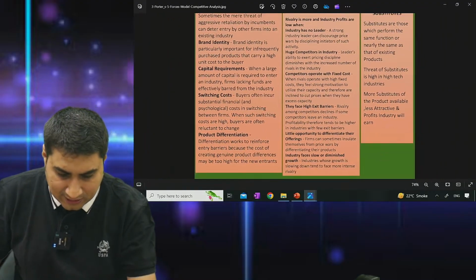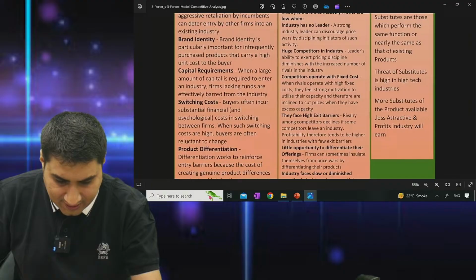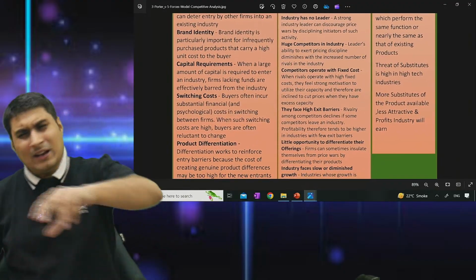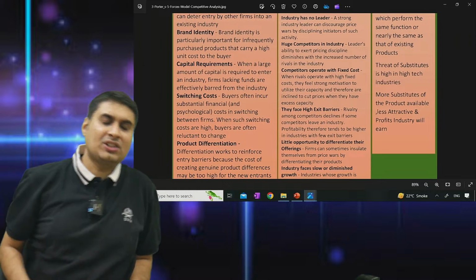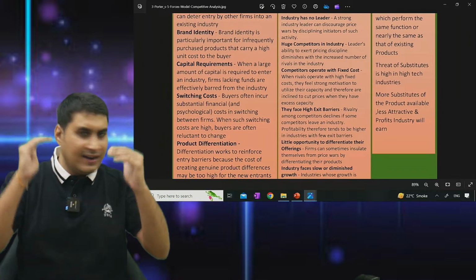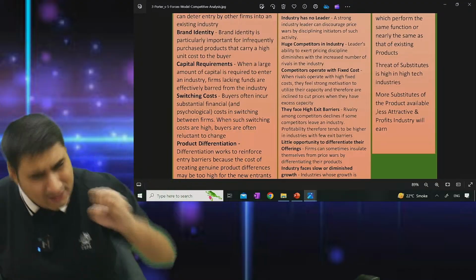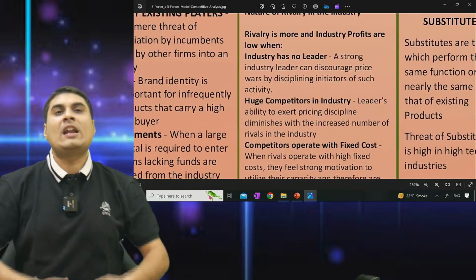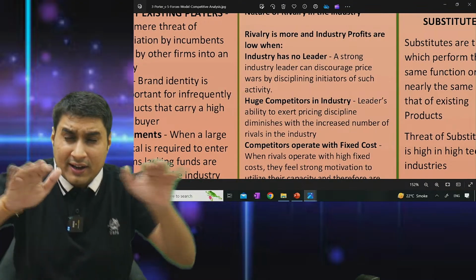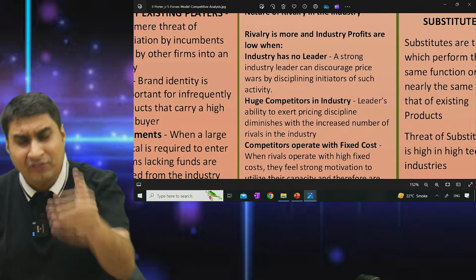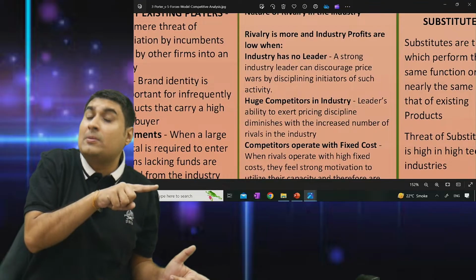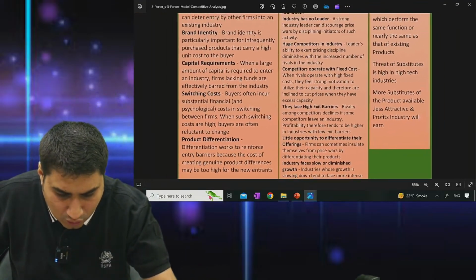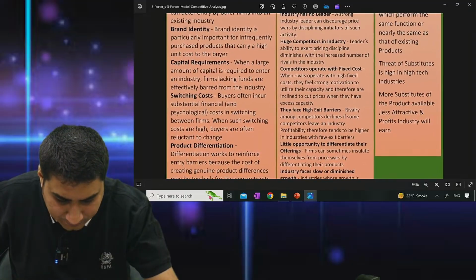One last time I will speak. 1, 2, 3, start. Tell me, when is rivalry more? Industry has no leader, lot of competitors. Fixed cost, exit barrier. Product differentiation, slow growth. One last time: when there is no leader, there are a lot of competitors. Fixed cost, due to which I cannot leave, exit barrier. Product differentiation, slow growth. Break of 10 seconds.